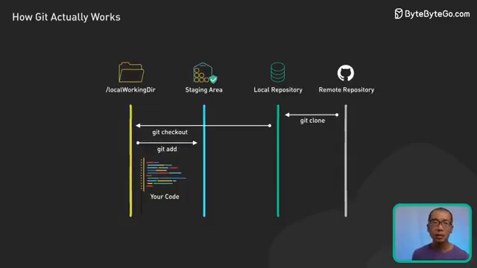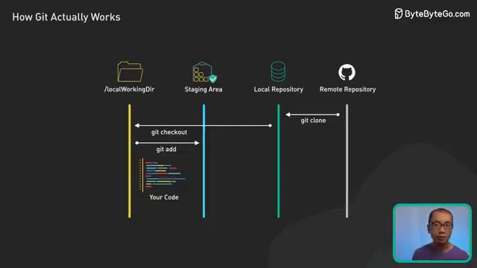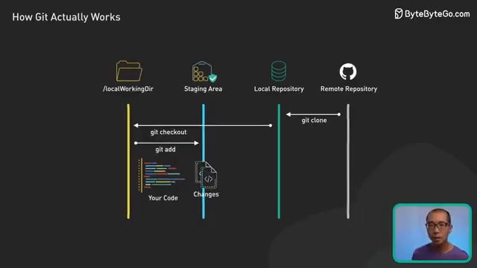Now, when you're ready to commit your changes, you use git add to stage a snapshot of those files in the staging area. Think of this as a checkpoint where your code changes are gathered up and ready to be finalized.